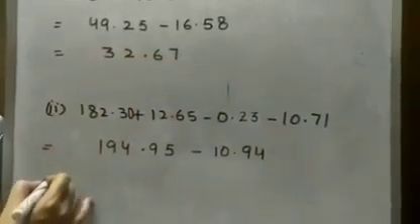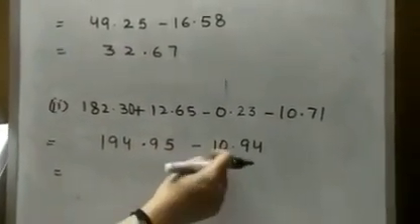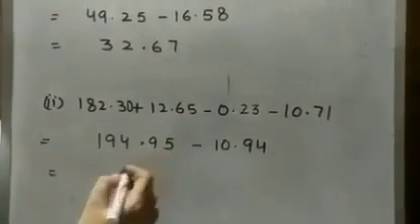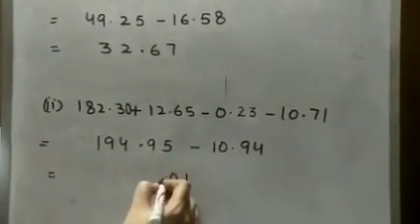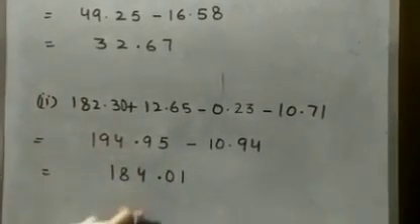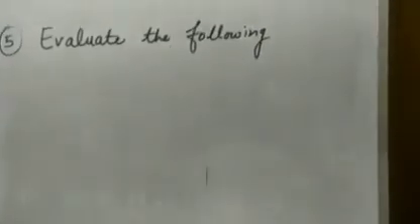10.94. Now again we are left with one positive number and one negative number, and I am going to subtract 10.94 from 194.95. The answer is 184.01.